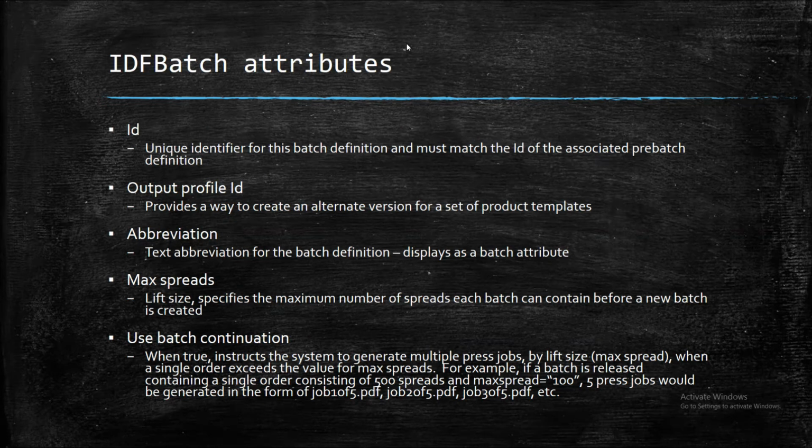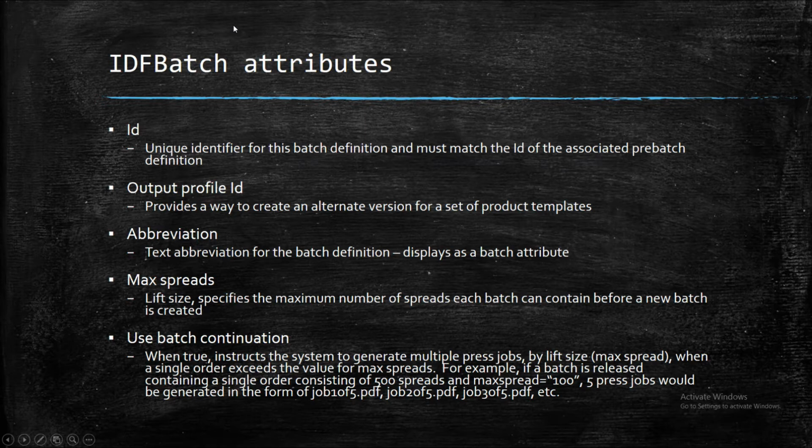So the attributes that you're going to find within the IDF batch element are ID, which is a unique identifier for the batch, and it must match the ID of the associated pre-batch definition. You're going to have output profile ID, which provides a way to create an alternate version for a set of product templates. And we're not going to get into output profile IDs and exactly how to use those within this video series. That could actually be another mini-series on its own.